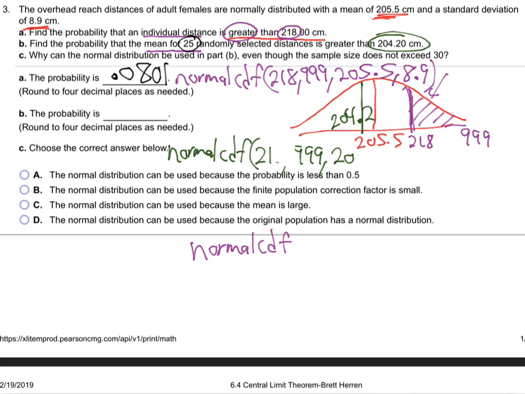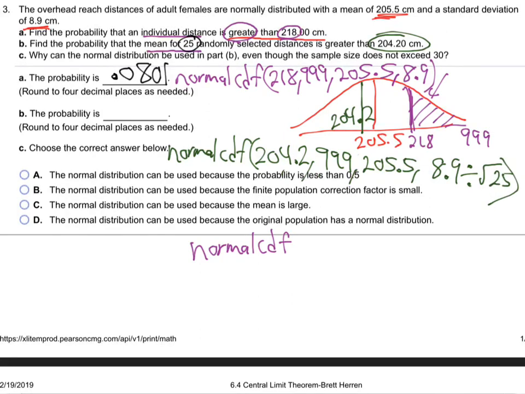Right. Yep. You're right. So standard deviation is still 8.9? No. Standard deviation is, so what do we do for the standard deviation? We take the old one, 8.9, divided by the square root of 25. 0.5117? I got a question.